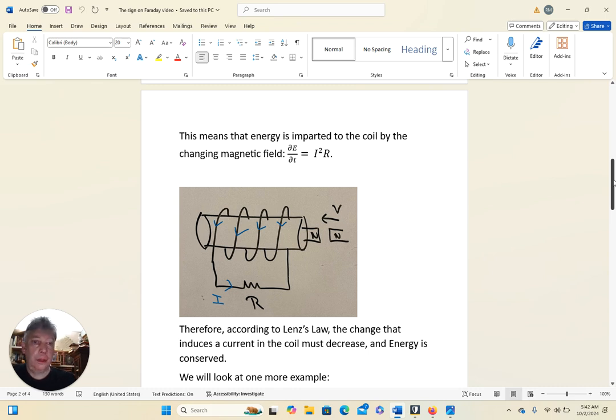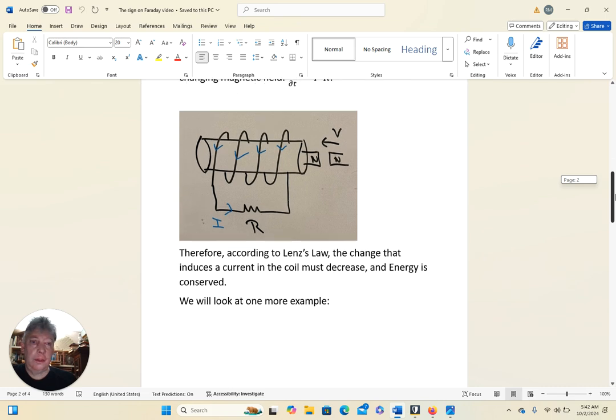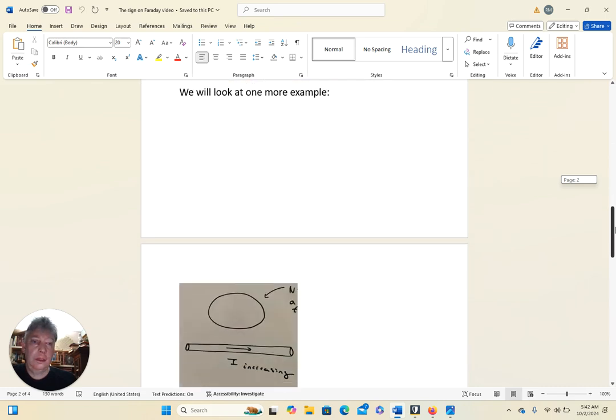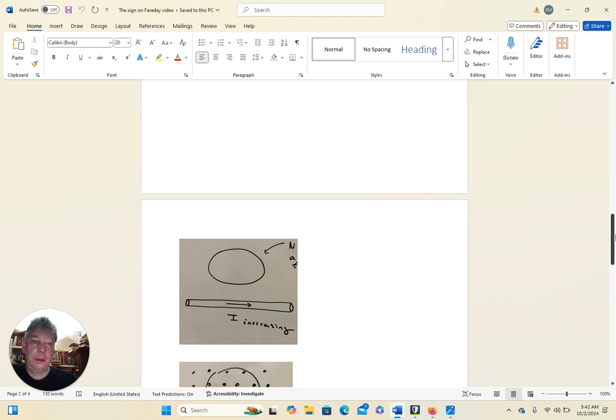We're going to look at one more example of this this morning for Lenz, and I like this example a lot. I've used it over the years in my classes, and you have a straight wire, and that straight wire has a current in it that's either increasing or decreasing. In this case, that current's increasing, and the coil next to the wire is stationary relative to the wire.